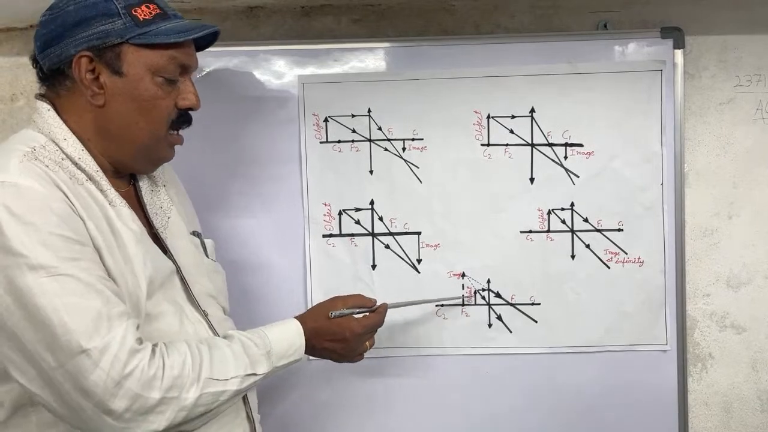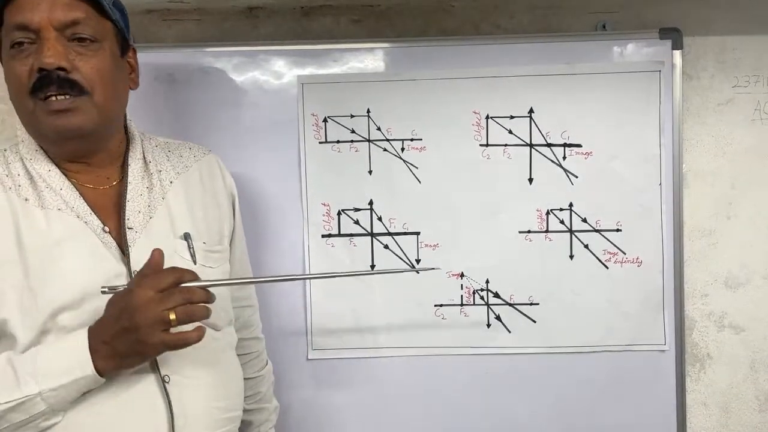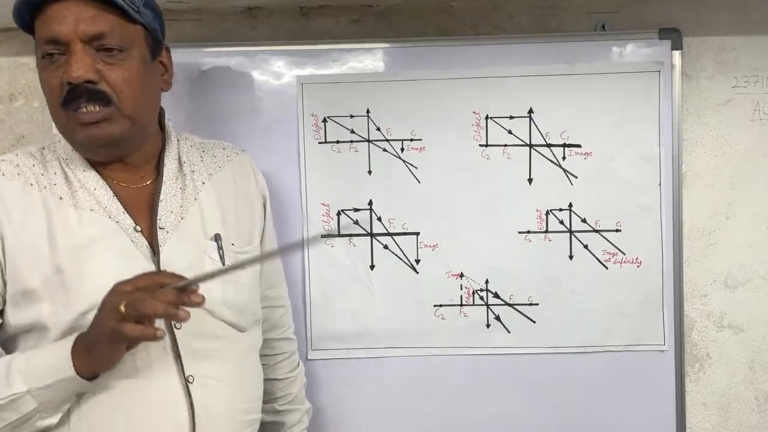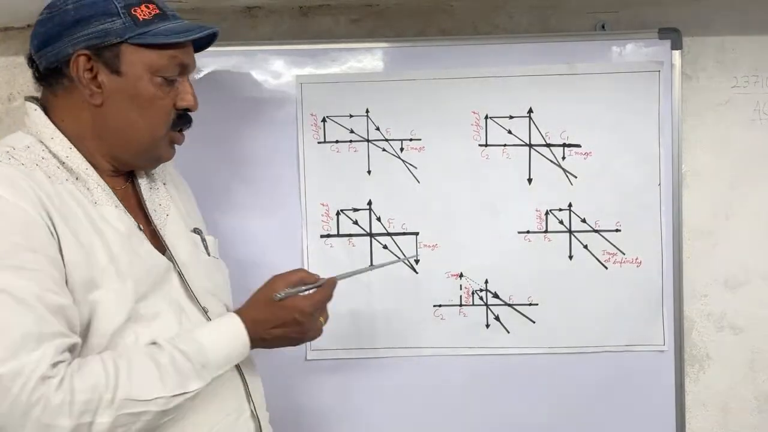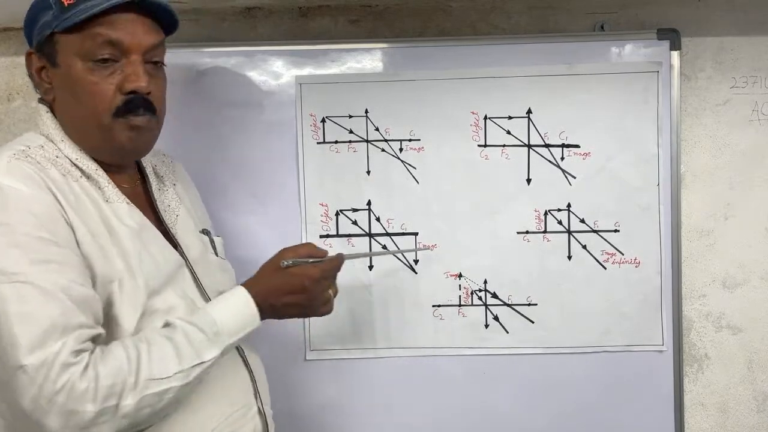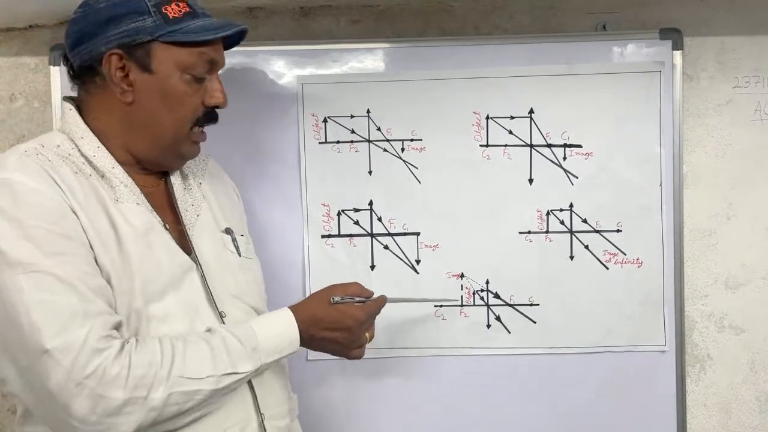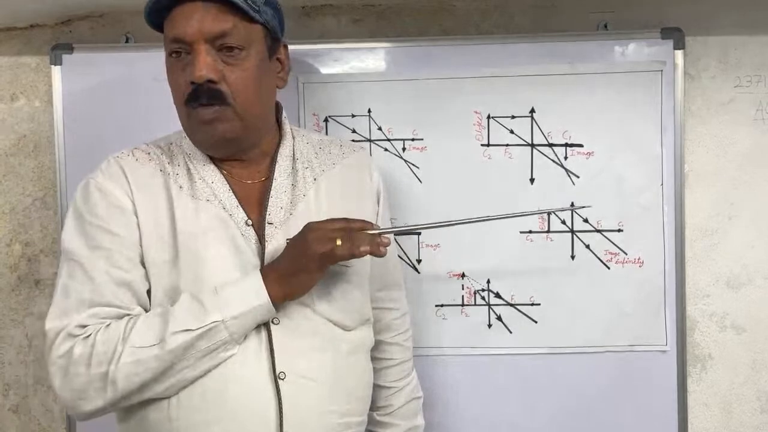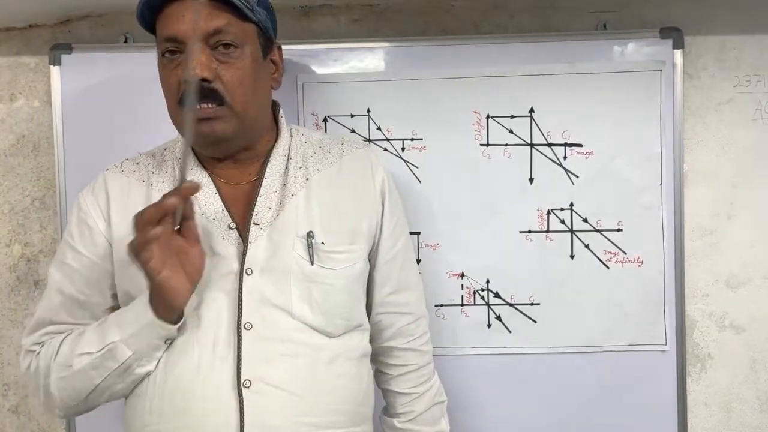On that occasion, whenever the object is very close, the image is almost always very far, and vice versa. So the image is forming on the same side of the object. Whenever the image forms on the same side of the object in lenses, that is going to be the virtual image.